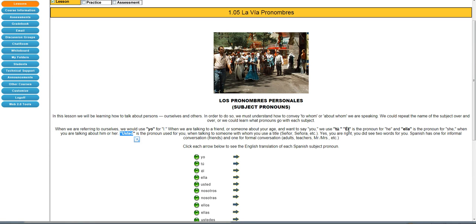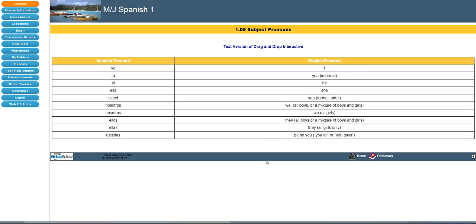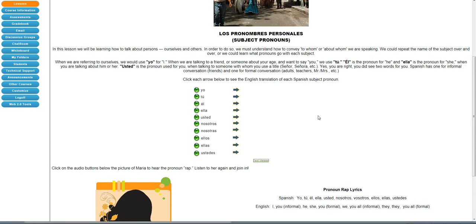If you're going to say he, it's going to be él, she is ella, and then you've got plural ones also. So we're going to look down here, and here is the actual chart, and this is how you say them. Notice a few in particular. This is not ella, it's ella, so make sure you're listening to all of these sound files. And again, you always have a text version that you should print out, I would say, as a very good reference sheet, because this is extremely important for what you're going to do later.